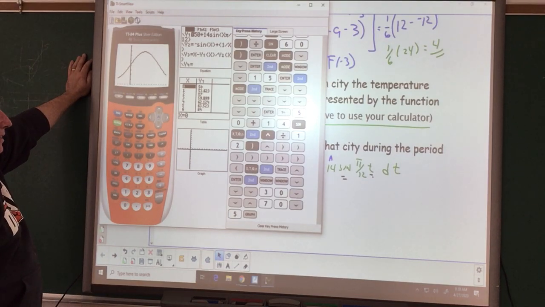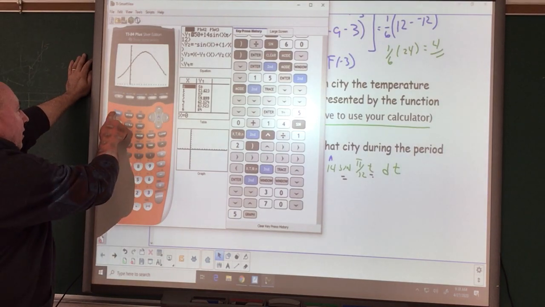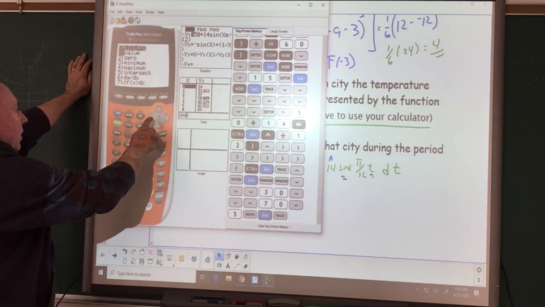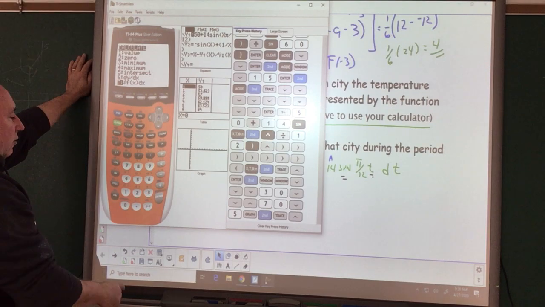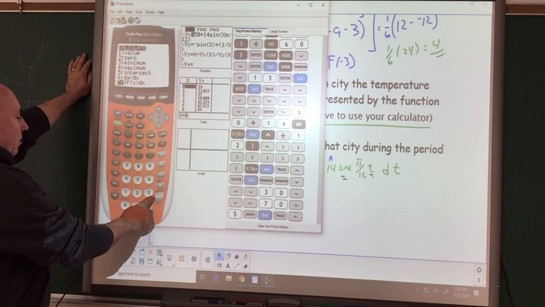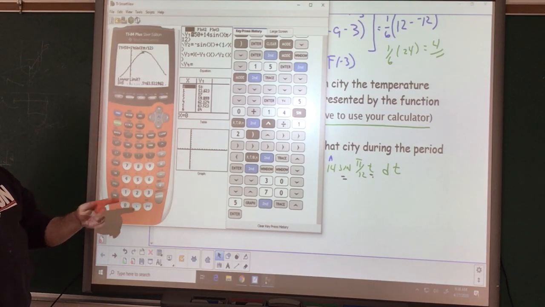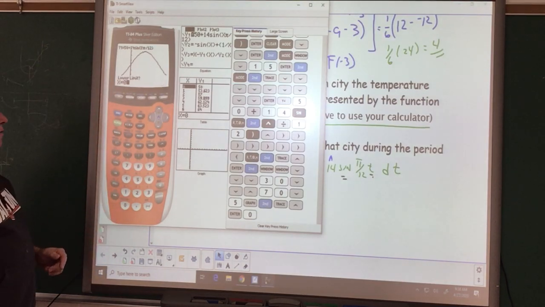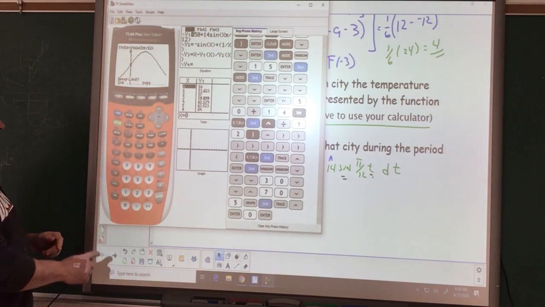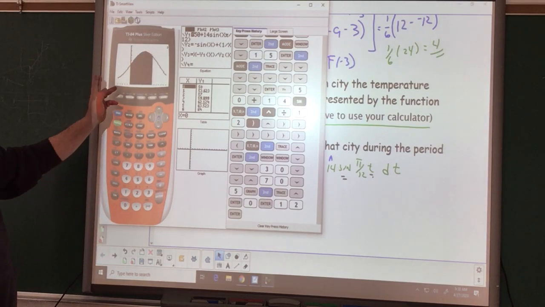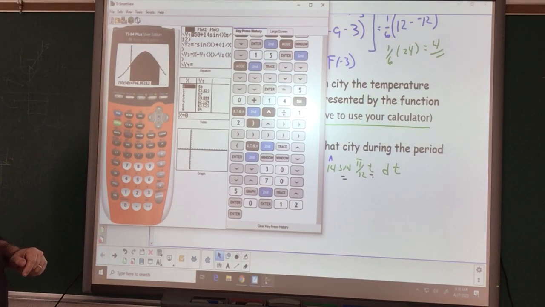Isn't that nice? Well, let's go to calculate. Once again, my integral, I'm going to go third trial, my antiderivative. Now it's asking for a lower limit. My lower limit is a value of 0. My upper limit is a value of 12. And what happens nicely is it shades it in for you, which is good.